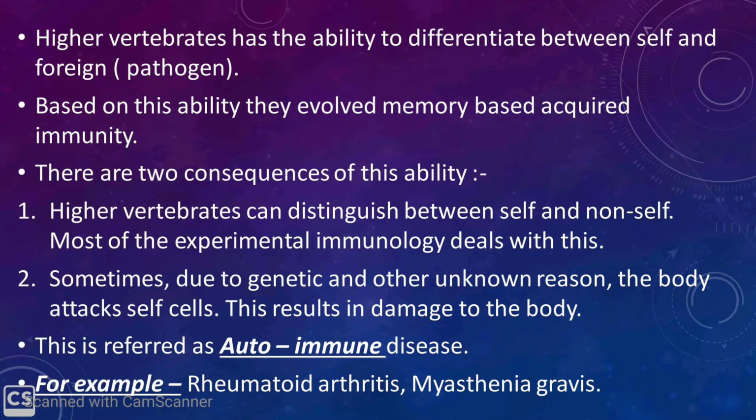There are two consequences of this ability. Higher vertebrates can distinguish between self and non-self. Most of the experimental immunology deals with this aspect.